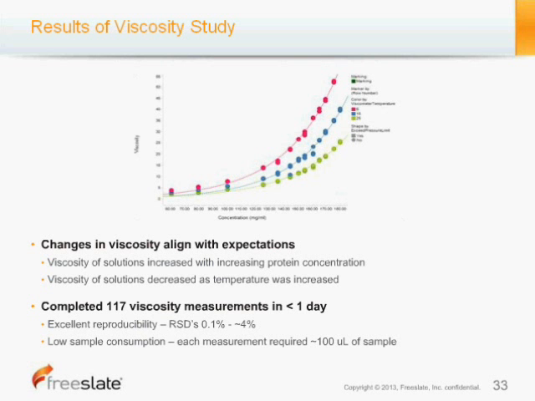But what was more important to our customer was the throughput of the viscosity system. Using the Freeslate high throughput viscometer, we were able to complete 117 viscosity measurements in less than 1 day. We saw excellent reproducibility with RSDs in the range of 0.1 to 4%, and we consume very, very little sample. The analysis only takes up about 100 microliters of sample for each analysis.